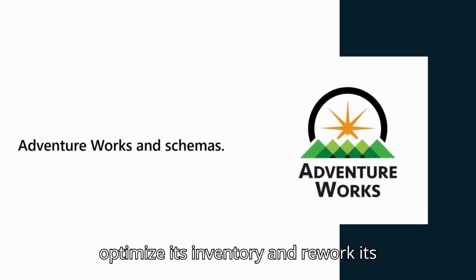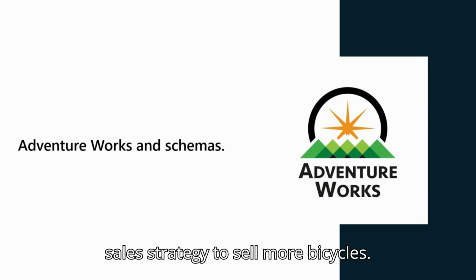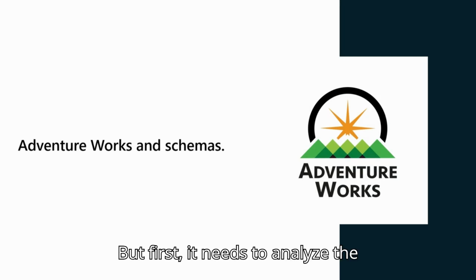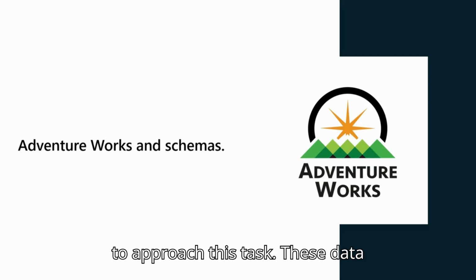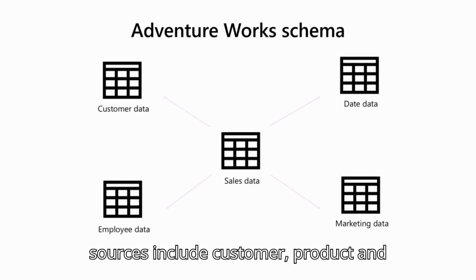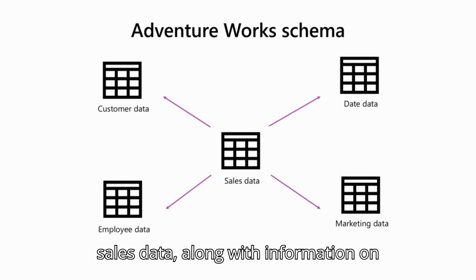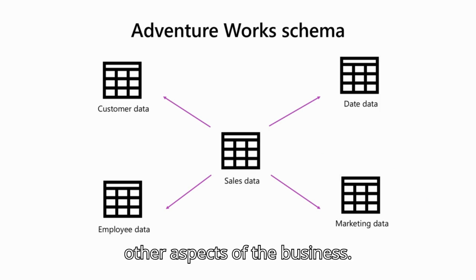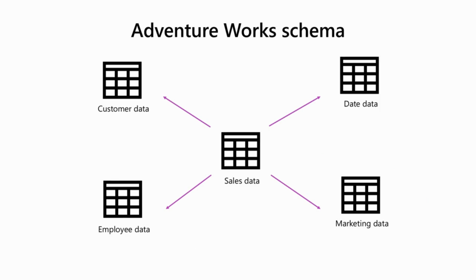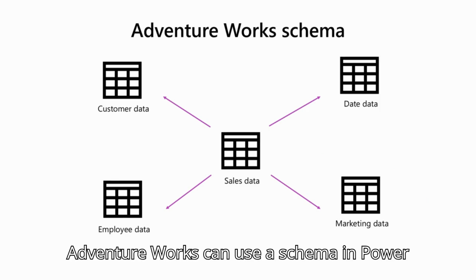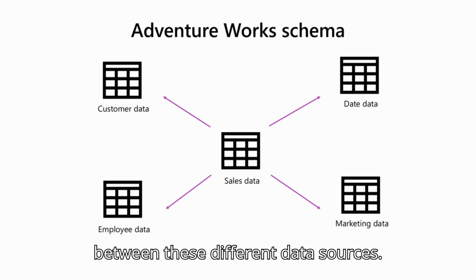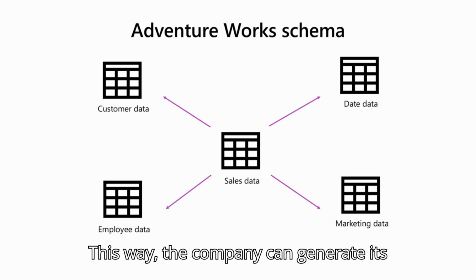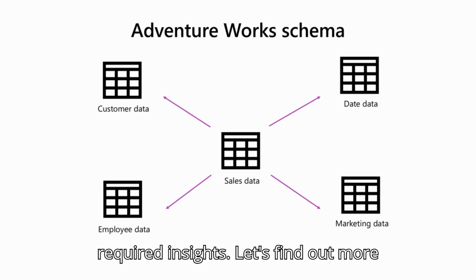AdventureWorks wants to optimize its inventory and rework its sales strategy to sell more bicycles. But first, it needs to analyze the relevant data to determine the best way to approach this task. These data sources include customer, product, and sales data, along with information on other aspects of the business. AdventureWorks can use a schema in Power BI to organize and build relationships between these different data sources. This way, the company can generate its required insights.